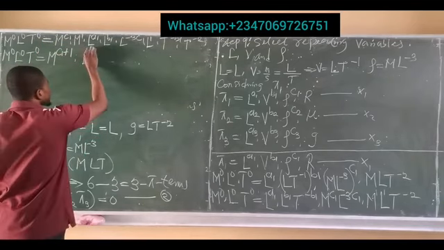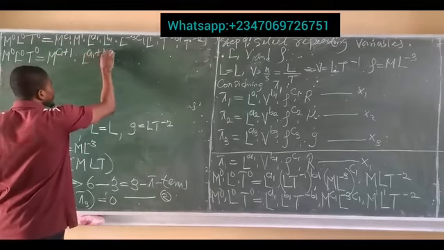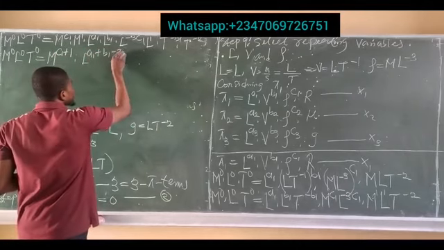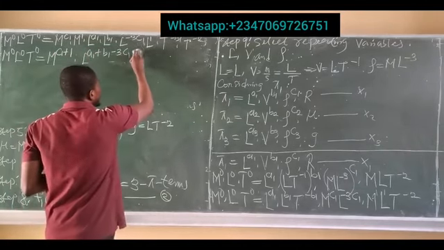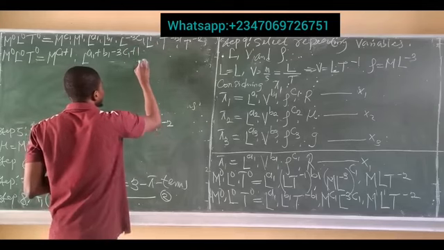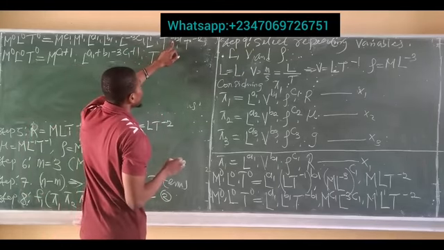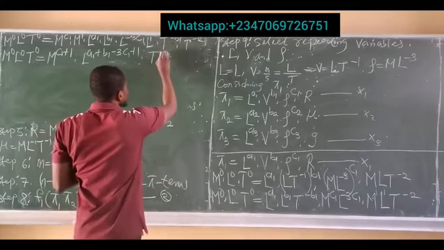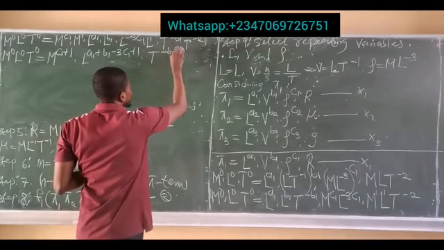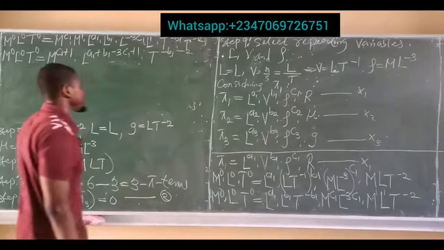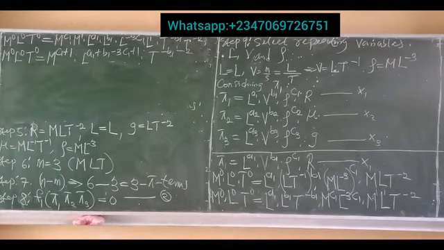Add up the powers: A1 plus B1 minus 3C1. Remember, plus 1 over here. Times, finally for T, I have T here minus B1 and minus 2. It actually becomes minus B1 minus 2 for T. Alright, so the equation becomes this.